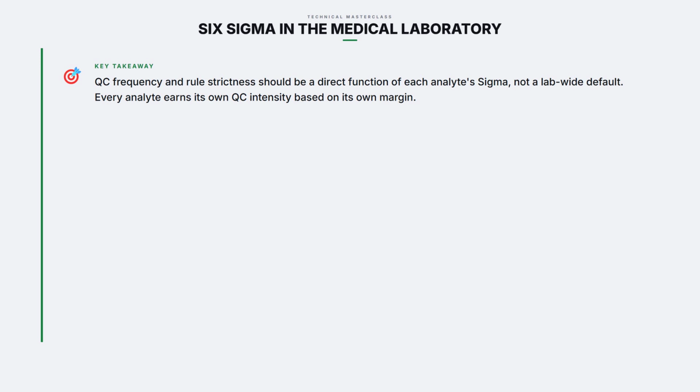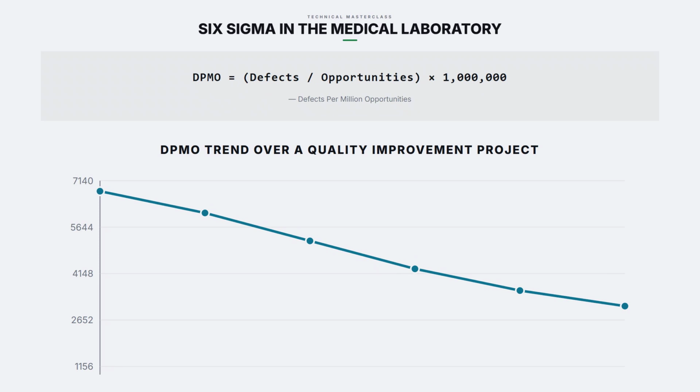DPMO, defects per million opportunities, is Sigma's companion metric, and it's the one that actually resonates with hospital administration. Count your out-of-range QC events, delta check failures, and PT flags, divide by testing opportunities, multiply by 1,000,000. It converts abstract sigma into a number that reads exactly like a defect rate, because that's precisely what it is.